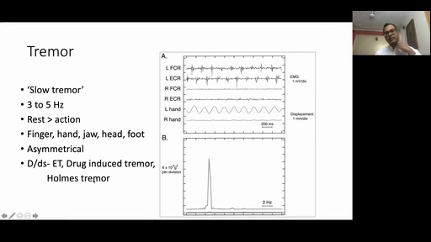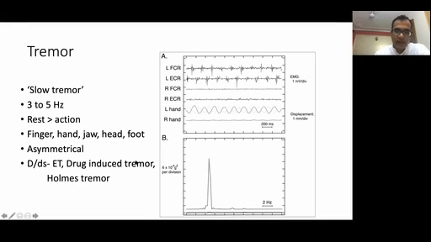So the differential for this tremor, for any tremor, is an essential tremor, but the essential tremor is a much faster tremor. So what you get here is 2, 4, 6, 8, 10. So up till here is 1 second. So you have around 1, 2, 3, 4, 5 times the muscle fires. So 5 Hertz is the tremor rate. In an essential tremor, you'll get much faster, around 8 to 10 to 12 Hertz.